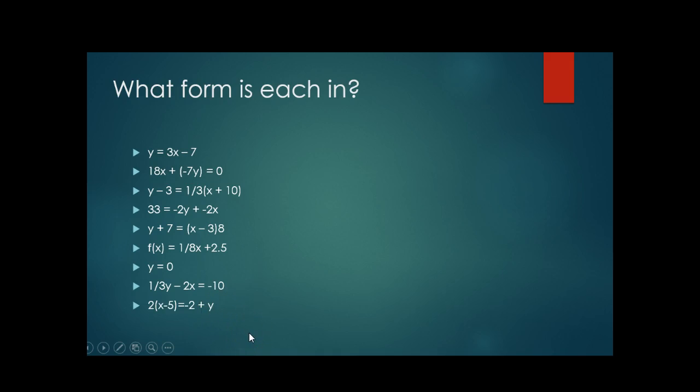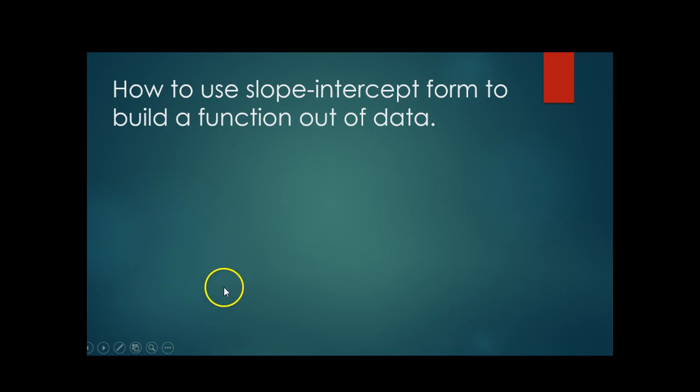2 times the quantity x minus 5 equals negative 2 plus y. That one's in point-slope form. Because the negative 2 plus y is on the wrong side, it should be over here, but it doesn't really matter that much. It's in point-slope form.